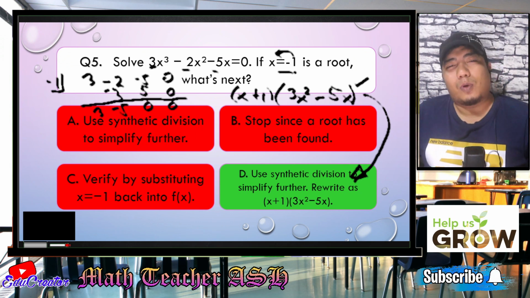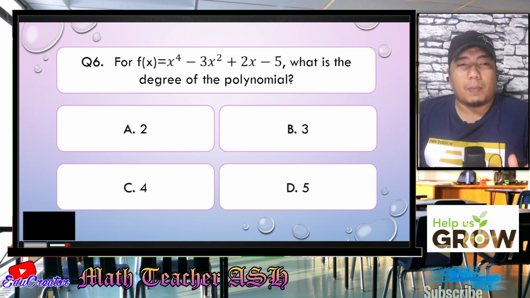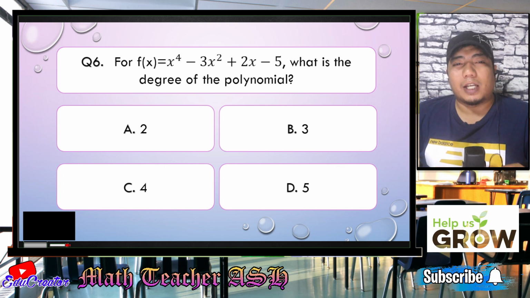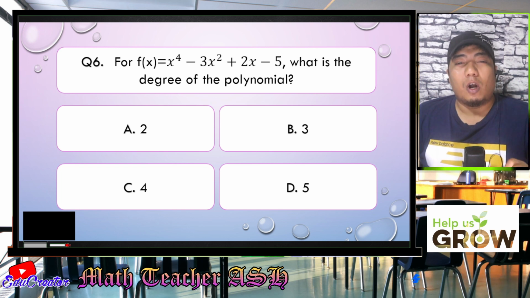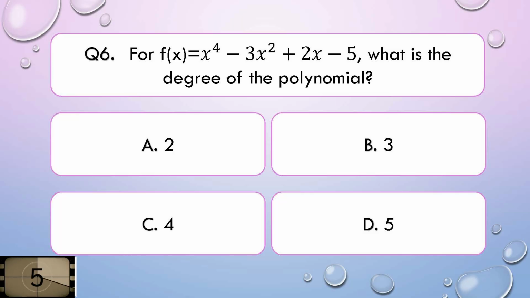Now, let's go to question number 6. For f of x is equal to x to the 4th power minus 3x squared plus 2x minus 5, what is the degree of the polynomial? Is it A, 2, B, 3, C, 4, or D, 5? I'll give you 5 seconds to think about your answer.